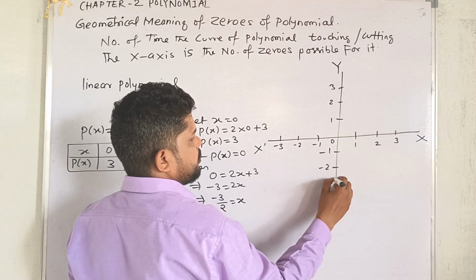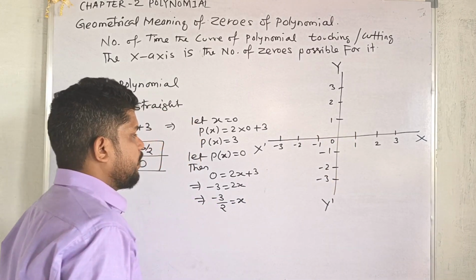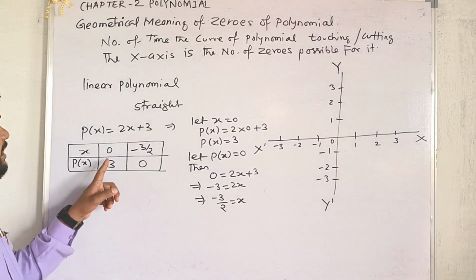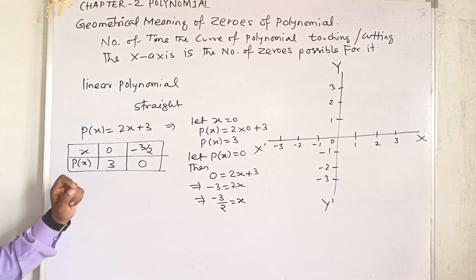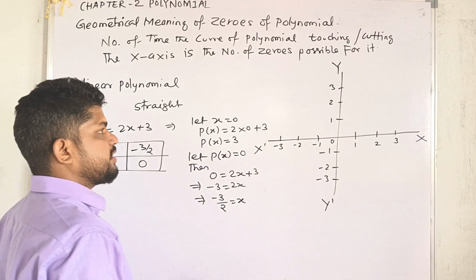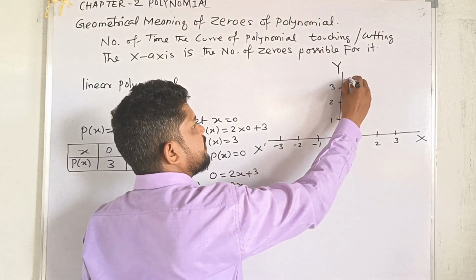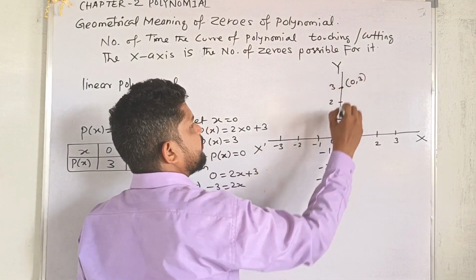Minus 1, minus 2, minus 3. What do you think? Where will this (0, 3) coordinate fall? The (0, 3) coordinate will fall here. This will be (0, 3).